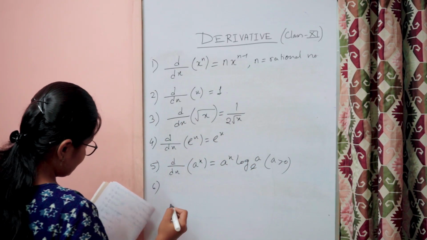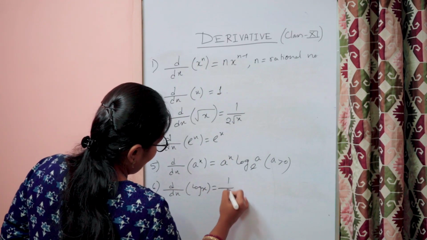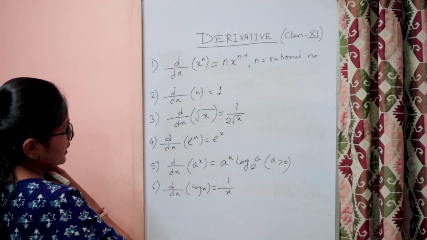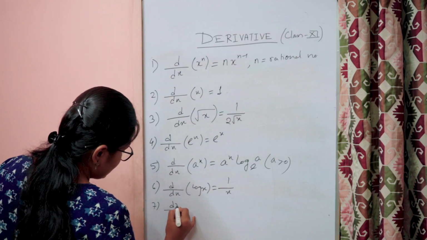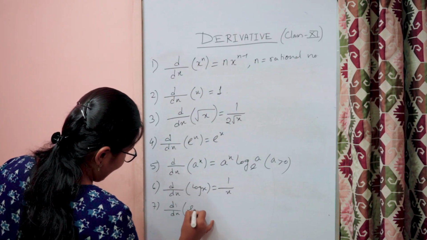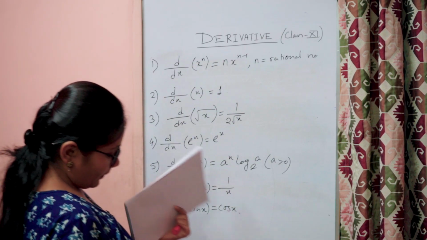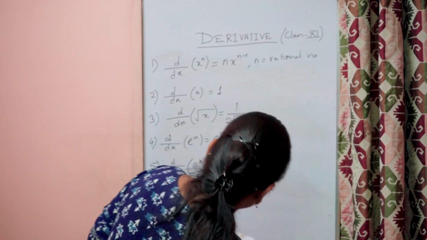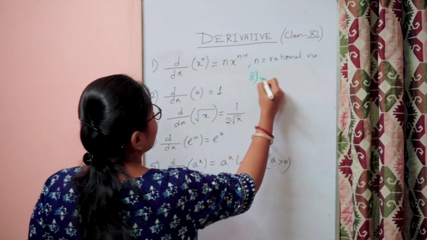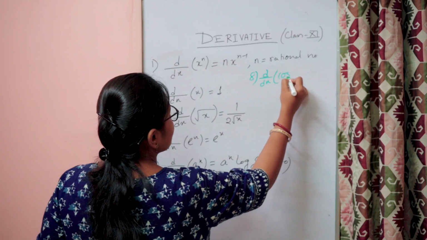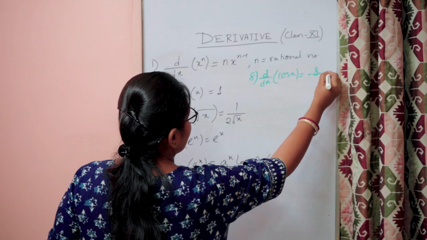Now sixth one is d/dx of log x is equal to 1 by x. Now seventh one is d/dx of sin x is equal to cos x. Then eighth one, d/dx of cos x is equal to minus sin x.